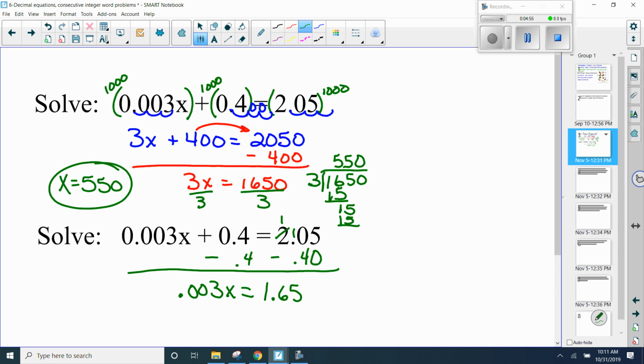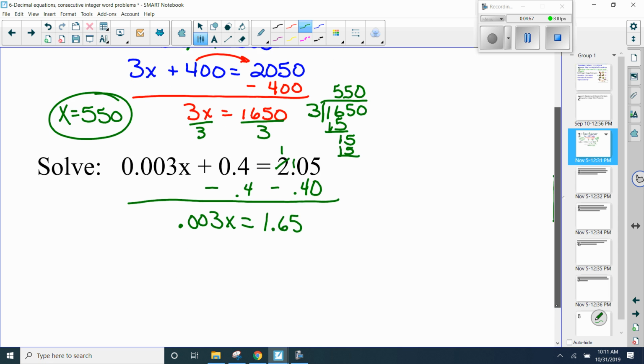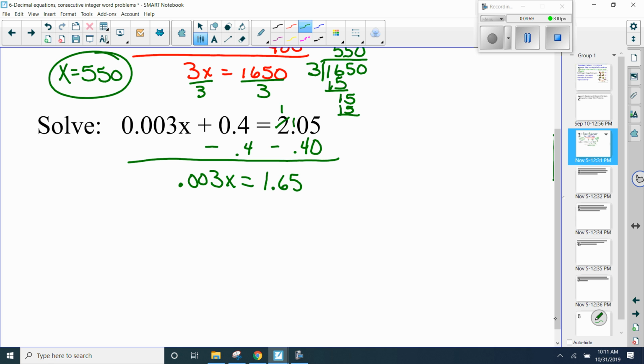6, and then you get your 1. But what you're not going to like is when you take that and you have to divide by 300, so you're not going to like dividing by those decimals because you're going to have 1.65 and you're going to have to divide that by 3 thousandths. Do you remember last year how you did that?